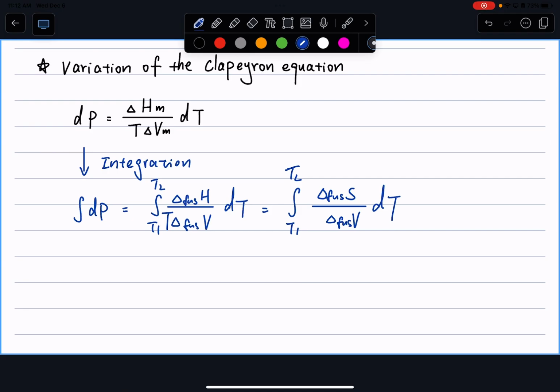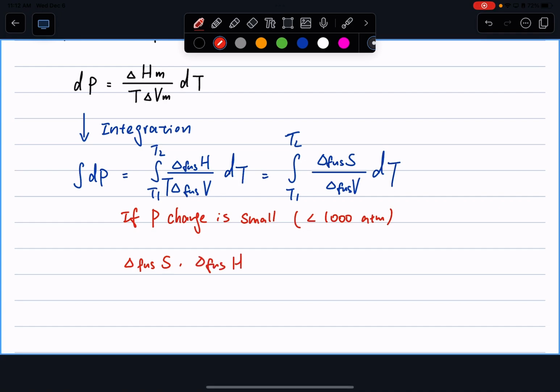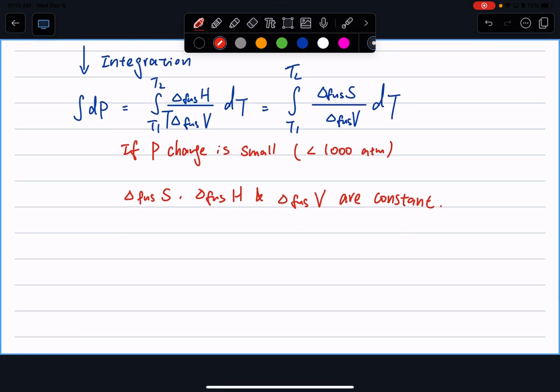So the approximation we're making here is that our pressure change is relatively small. When we say it's relatively small, as long as your pressure change is not above 1,000 atm, it's considered pretty small. So we can assume our delta fusion S, delta fusion H, and delta fusion V are constants. This approximation is very straightforward. As long as the pressure change is not extremely big, you can just use this number from that table to do the calculation.